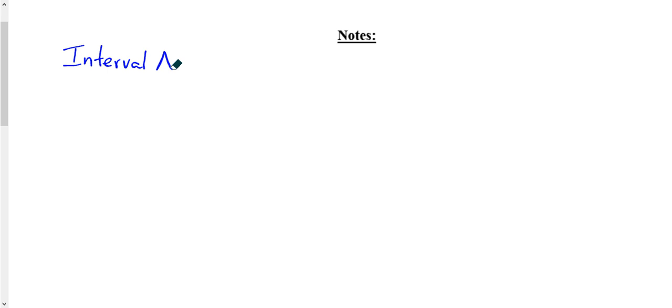Interval notation. Let me give you the compound inequality. I'm going to give you a bunch of "and" type inequalities, and I'm going to show you an alternate notation for that.